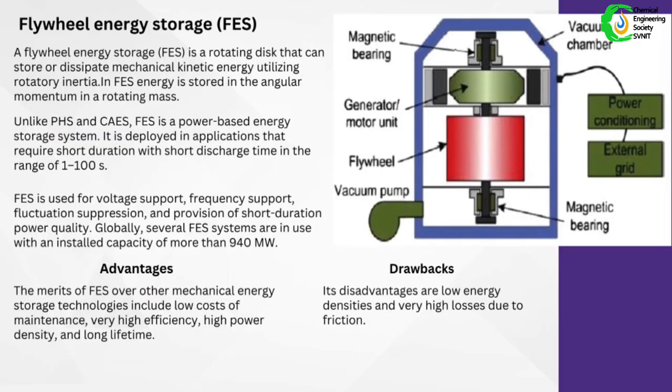Flywheel energy storage system. It is a rotating disk that can store or dissipate mechanical kinetic energy using rotatory inertia. In this, energy is stored in the angular momentum of a rotating mass. It is deployed in applications that require short duration with short discharge time in a range of 1 to 100 seconds. Advantages include low cost of maintenance, very high efficiency, high power density, and long lifetime. Drawbacks include low energy densities and very high losses due to friction.